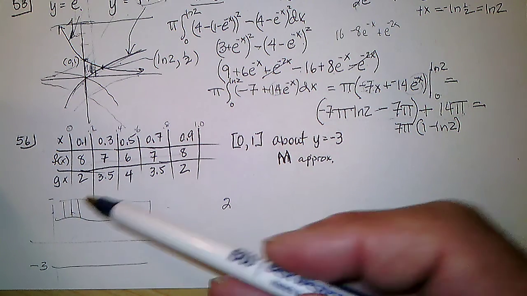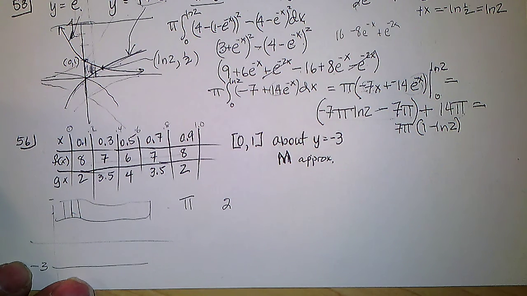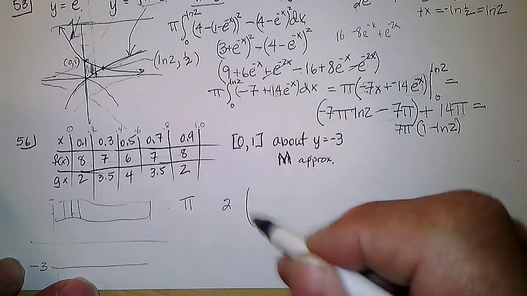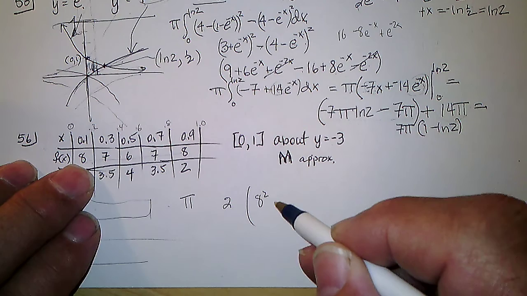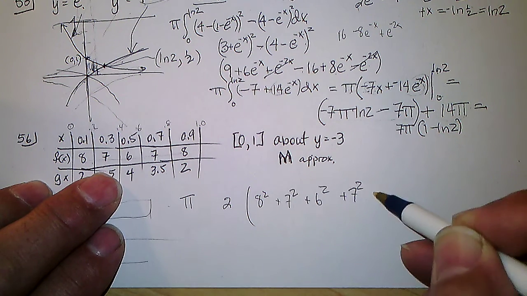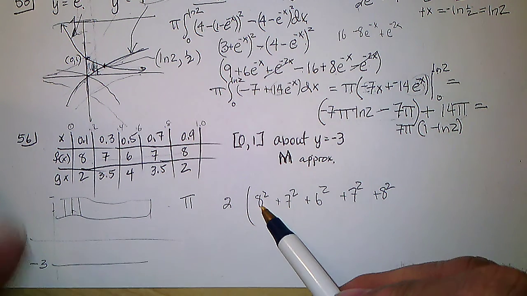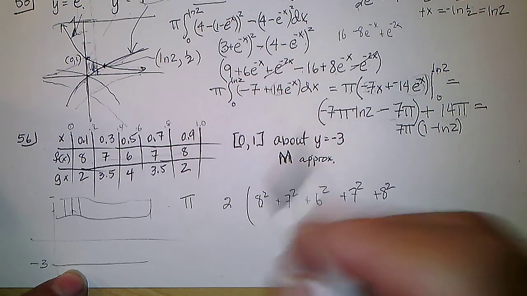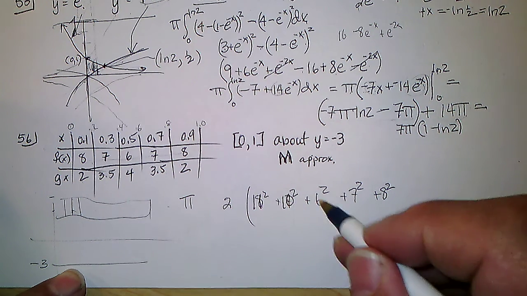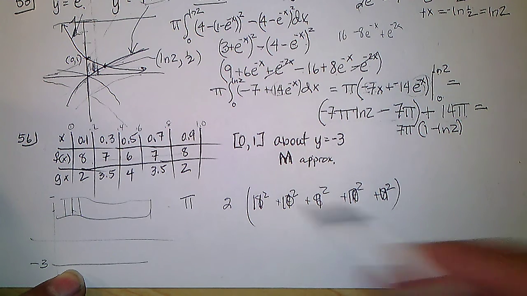And our radius, we're going to do the large radius. So we're going to do pi large radius squared. The large radius is going to be f of x. So the large radiuses squared are going to be 8 squared plus 7 squared plus 6 squared plus 7 squared plus 8 squared, minus... the large radius is the 8 plus 3 more. So I should have added 3 to each. It should have been 11 squared plus 10 squared plus 9 squared plus 10 squared plus 11 squared. There's the large radiuses squared.